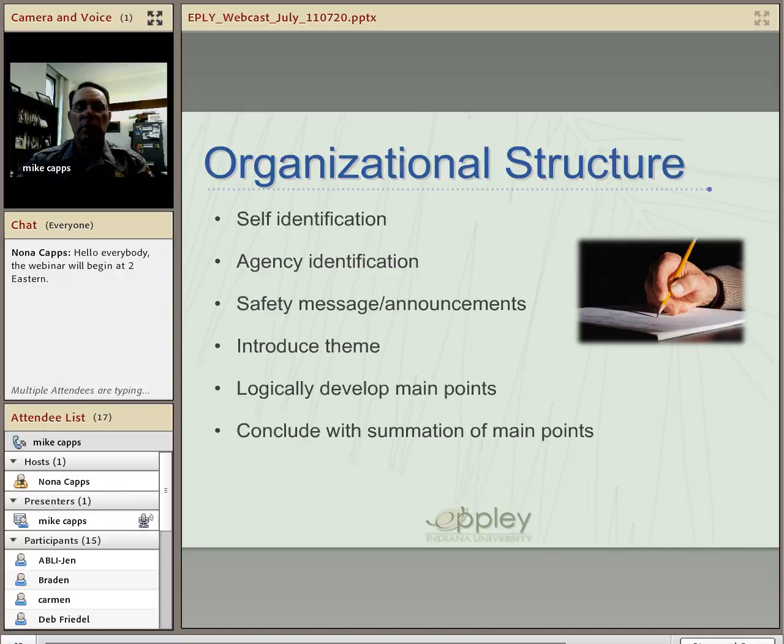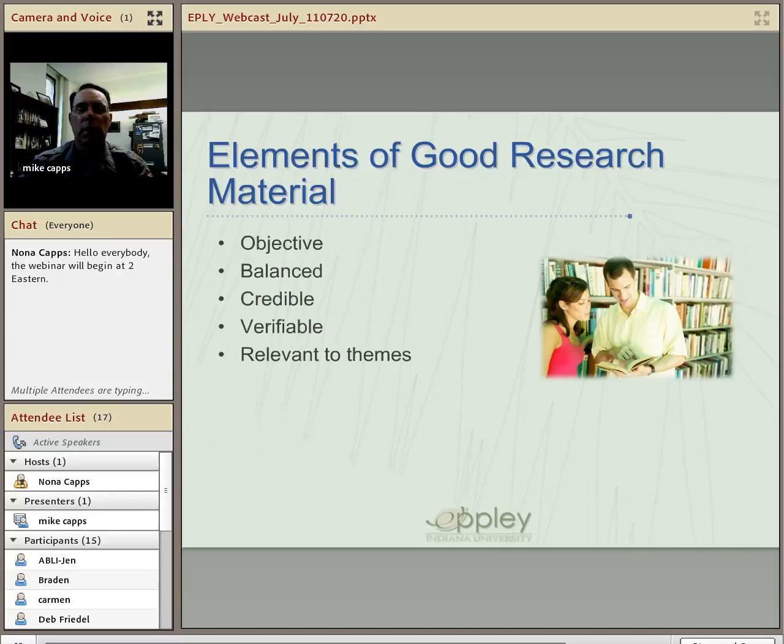Think about introducing your theme. What is your main point, how you're going to kind of help illustrate that as you go along, and then how you're going to sum it up at the end. So just all things to think about when you're going through this process of organizing your program.